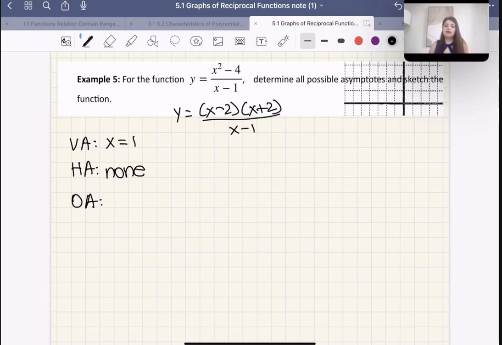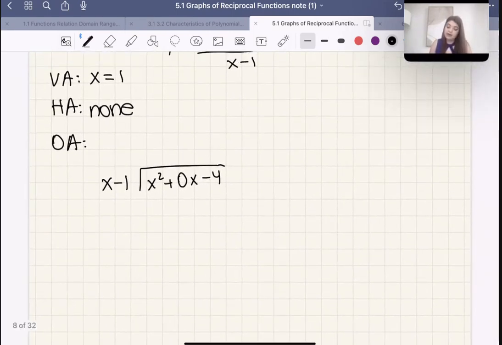Okay, so therefore, we do have an oblique asymptote, and we have to do long division in order to find it. Okay, so let's do it. So we have x squared plus 0x minus 4, right? I'm grabbing our original function, and we're going to put x minus 1 here, and let's use long division.